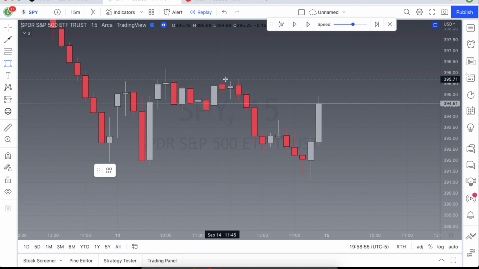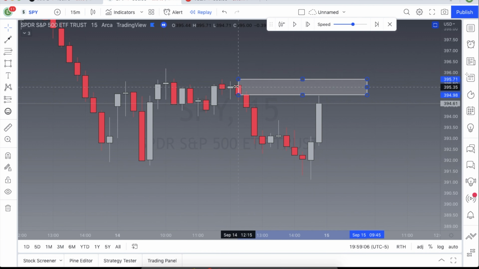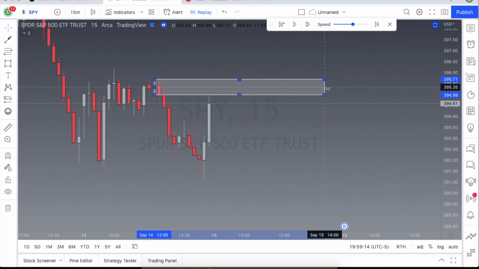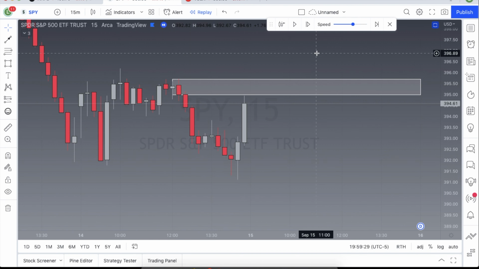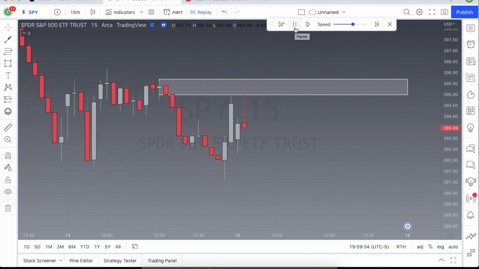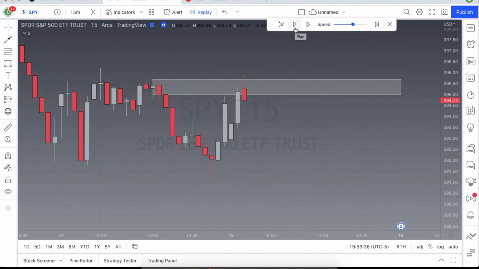This is how I'll mark my supply level. The first red candle to the start of a dump, that's where I would mark my supply zone. So I'll go from the top of the wick to the candle close, and I'm going off of this candle here. And I'm gonna drag that out all the way to the end of day of Thursday. I'm gonna go ahead and let this play out. I'm gonna show you how the market opened up and how we reacted to this level, which is supply.